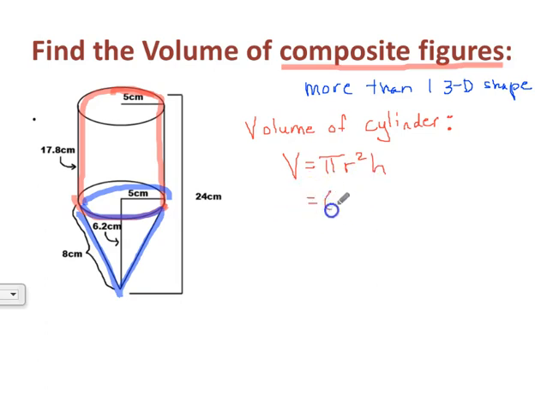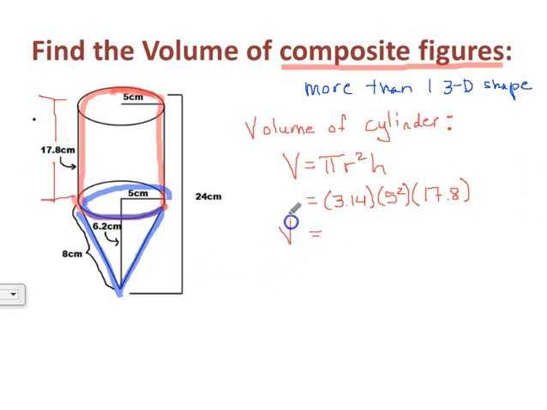So let's substitute in the values we know. 3.14 for pi. The radius is that measurement here, so that's 5 centimeters. So we're going to do 5 centimeters squared. And then what's the height of our cylinder? It is 17.8. That's what it was pointing to right here. From here to here is 17.8. So that's going to be the height of our cylinder.